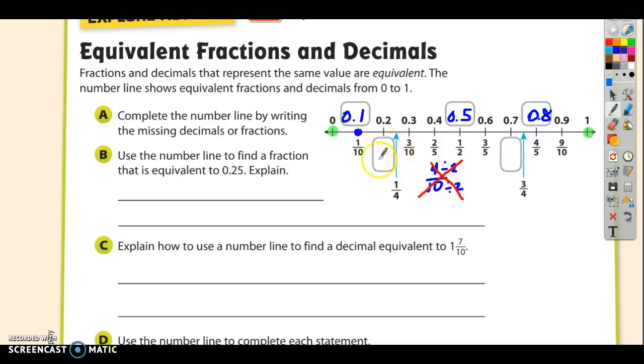So I'm back here. Remember I had 2/10 written there? 2/10. 2 and 10 are each divisible by 2. 2 divided by 2 is 1. And 10 divided by 2 is 5. So the better answer there is 1/5.